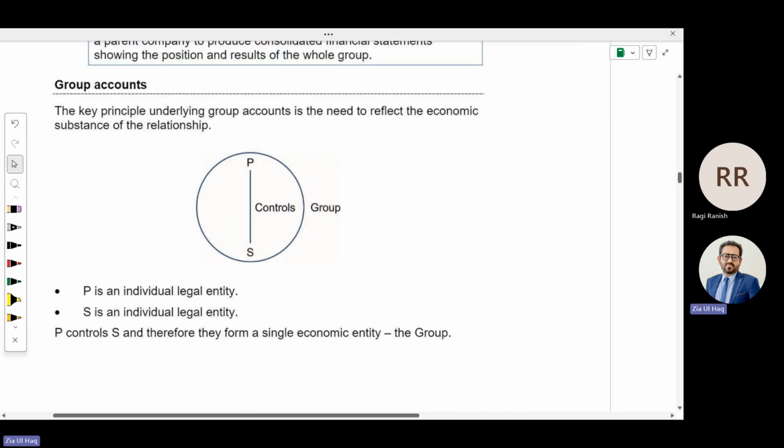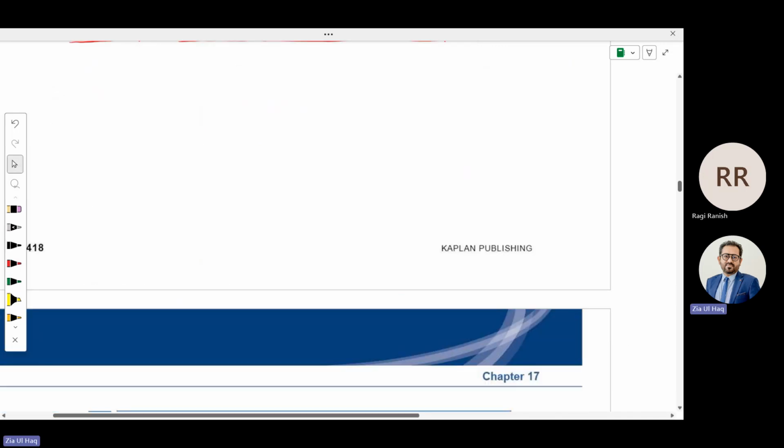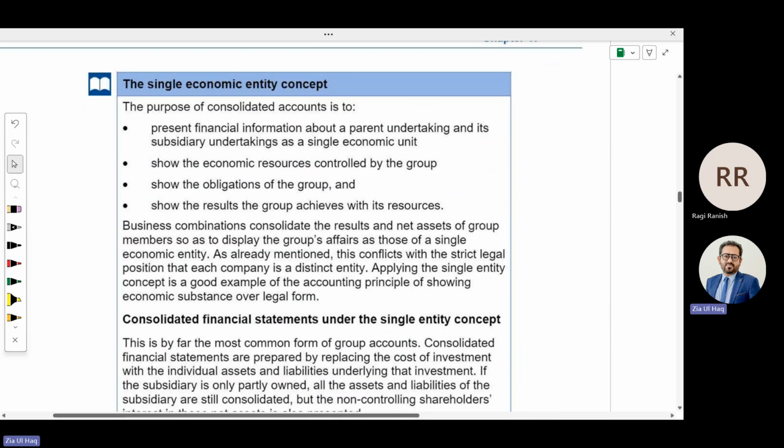So we need to prepare group accounts. The key principle underlying group accounts is the need to reflect the economic substance of the relationship. First we need to find the relationship. P is an individual legal entity. S is an individual legal entity. So P controls S and therefore they form a single economic reality, the group. So that's why the result will be consolidated.